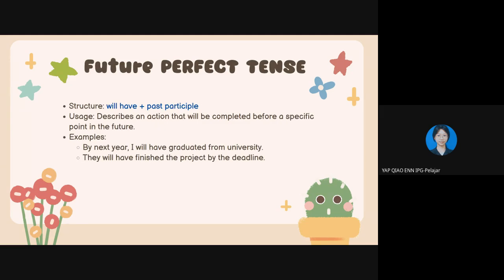The third type is future perfect tense. The structure is will have plus past participle. The usage is to describe an action that will be completed before a specific point in the future. The examples are by next year, I will have graduated from university. They will have finished the project by the deadline.